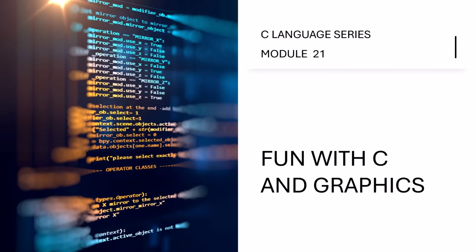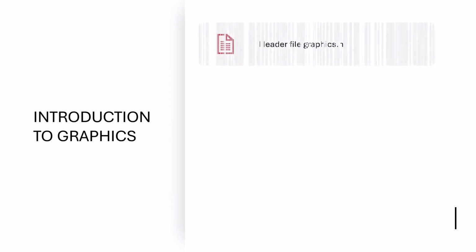This is the last module for the series and we're going to focus on graphics. And we're going to keep it really simple. We're going to be using the file graphics.h. In order to use this header file, there are a few things we need to do.